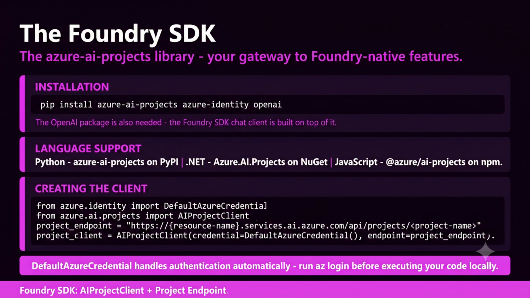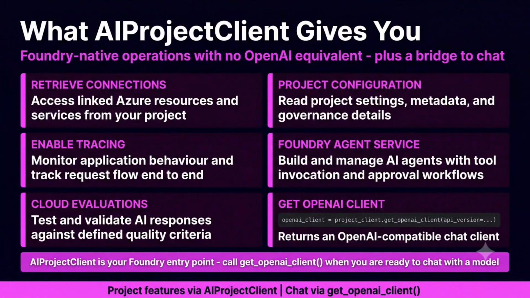To connect to your Foundry project, you create an AIProjectClient object. You pass in two things: your credential, which is a default Azure credential from the Azure Identity package, and your project endpoint URL. Default Azure credential handles authentication automatically. If you are running locally, you just need to be signed into Azure via the CLI using az login before you run your code. The AI project client is your entry point to Foundry native operations, the things the OpenAI SDK simply cannot do on its own.